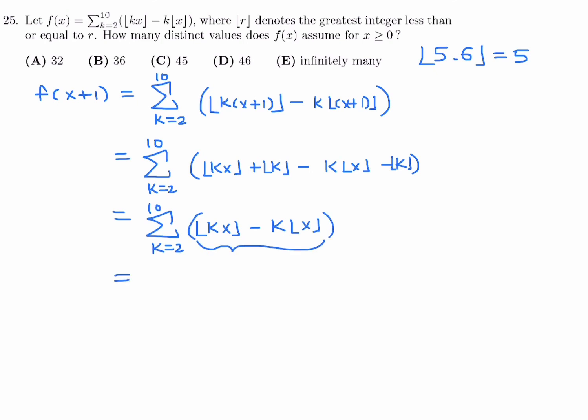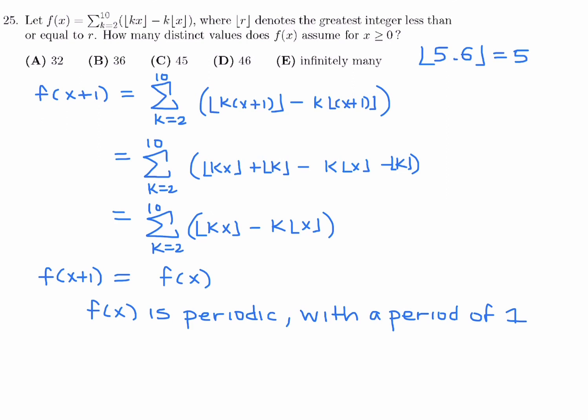Well, this right here is pretty much f at x. So it's really just the sum from k equals 2 to 10 of f at x. Well, actually, the whole thing is f at x, so I don't even need to put the summation like that. That's pretty much what I meant. So what this tells me is that f at x plus 1 is the same as f at x. So that means f at x is indeed periodic, and it has a period of 1.